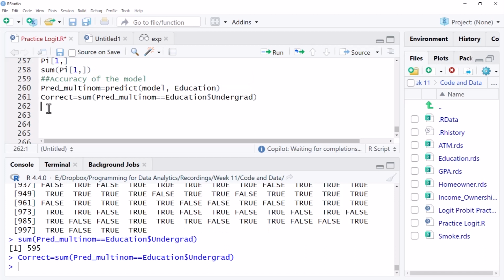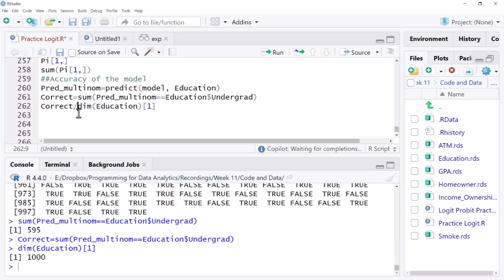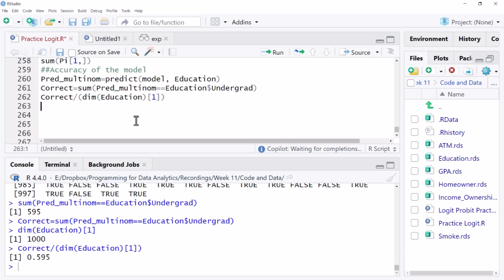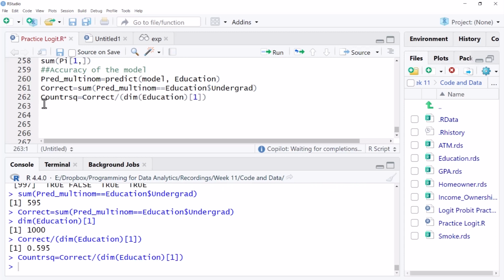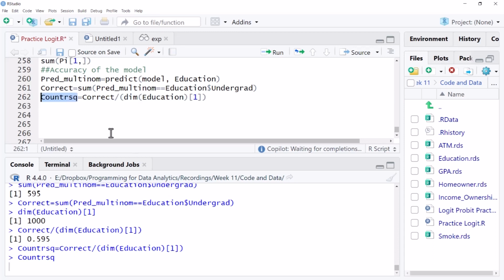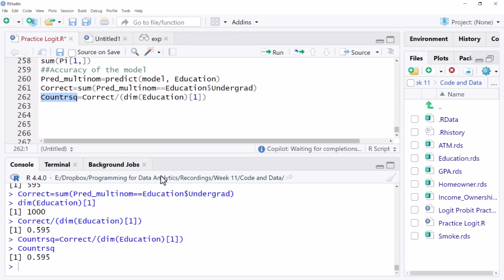And we have approximately 1,000 observations, I think. So if I divide it by dimension one, which is the number of observations, let's see how many observations we have. We have around 1,000, as I said. So our accuracy, or count R-squared, of this model would be 59.5%. This is the count R-squared of the model, which is slightly better than a coin tossing game. Not very accurate, but we get the point. We get the procedure to run a multinomial logit and extract the fitted probabilities also. So with this, we conclude the exercise.